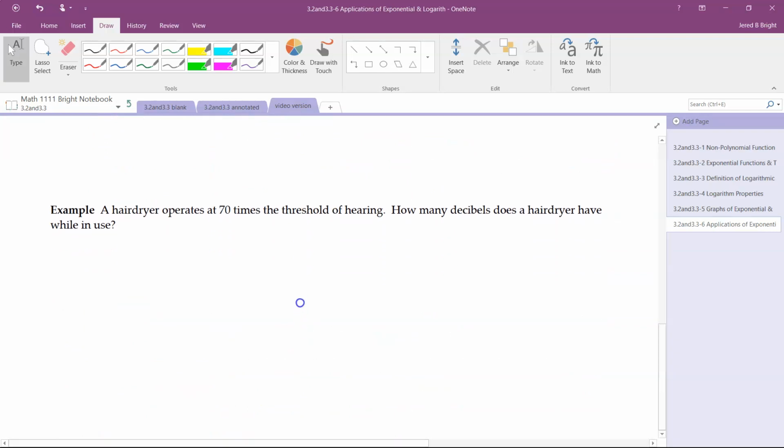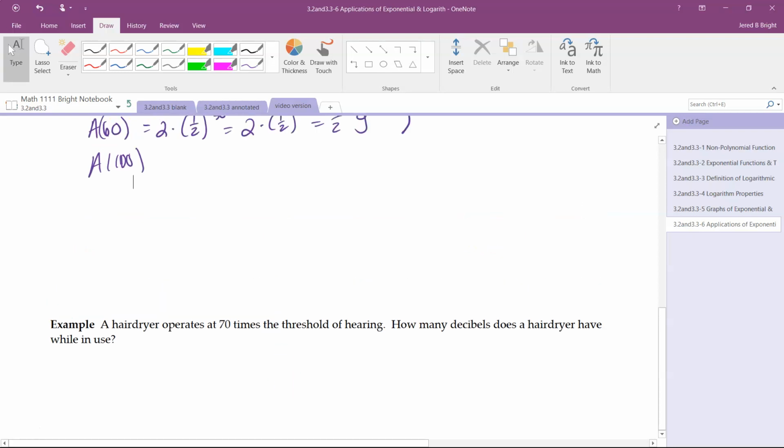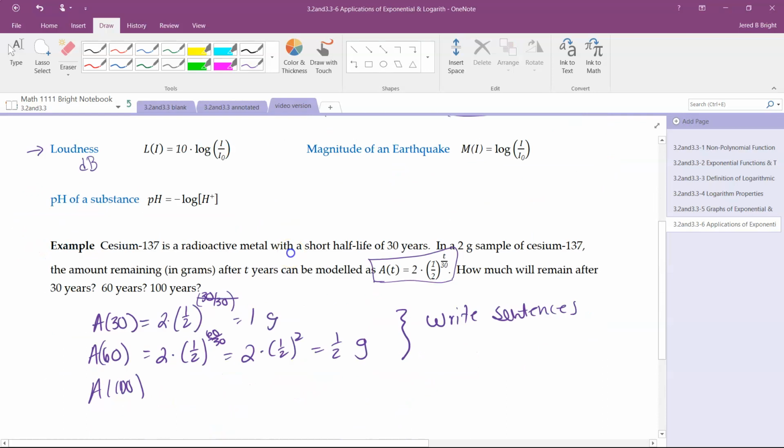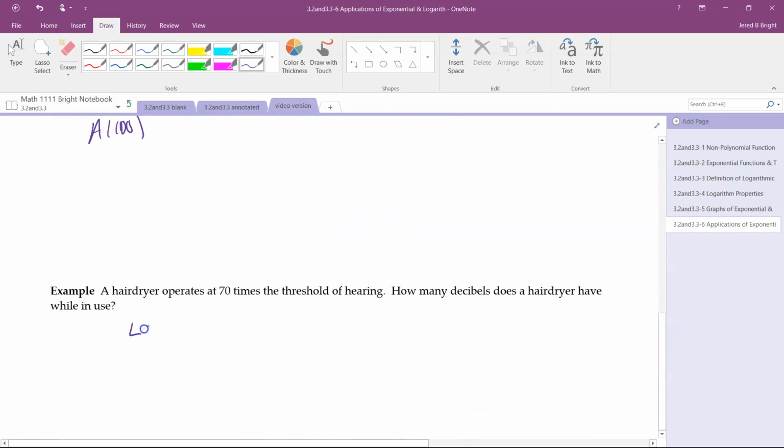Now if we look at a hairdryer, it says it operates at 70 times the threshold of hearing. How many decibels does a hairdryer have while in use? Well, we're talking about loudness, right? So we're going to use the loudness formula. We're just going to write that down. L of I is equal to 10 times log of I over I0.